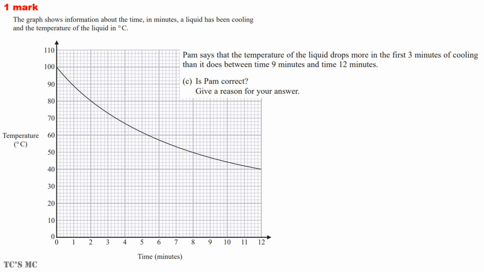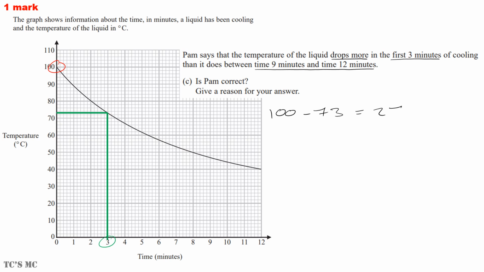The question goes on to say, Pam says that the temperature of the liquid drops more in the first 3 minutes of cooling than it does between time 9 minutes and 12 minutes. Is Pam correct? Give a reason for your answer. We need to find the temperature at 0 minutes, which is 100 degrees Celsius. We also need to find the temperature at 3 minutes. Again, draw a vertical line and then go across. That temperature is 73 degrees Celsius. So now we can find the difference.